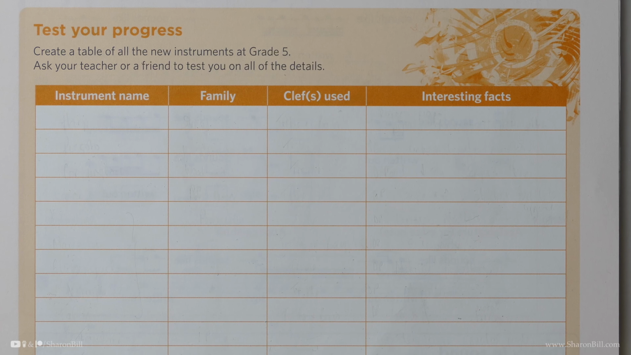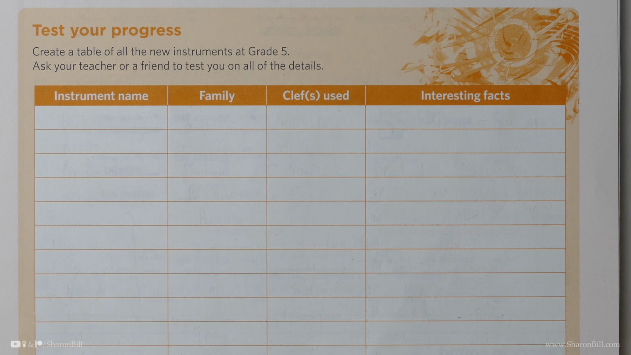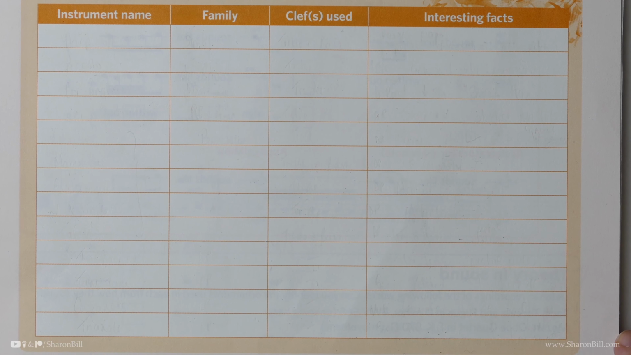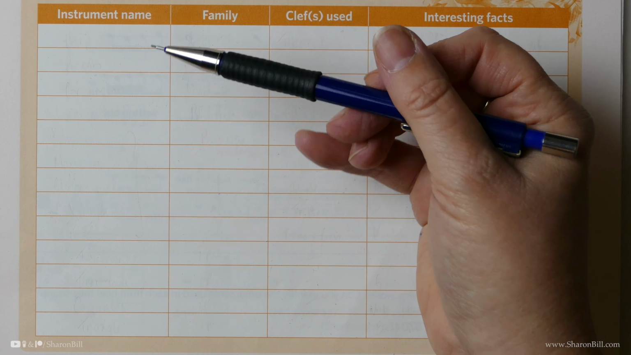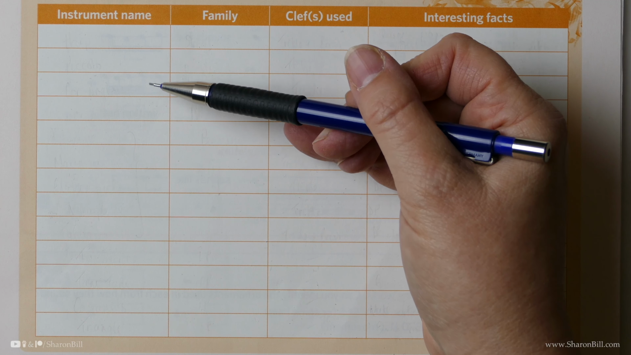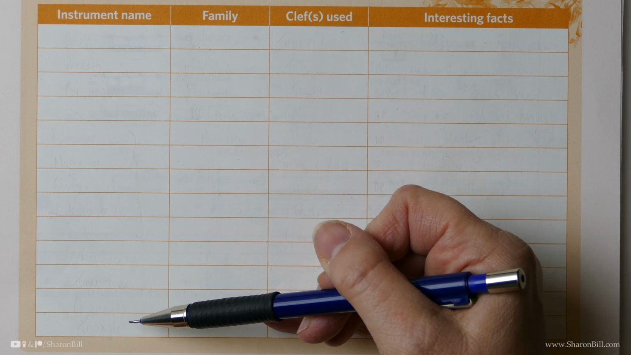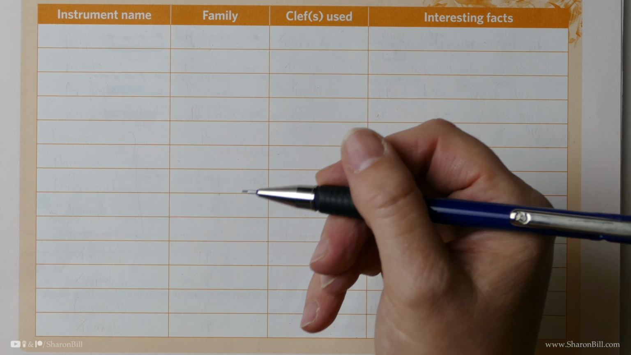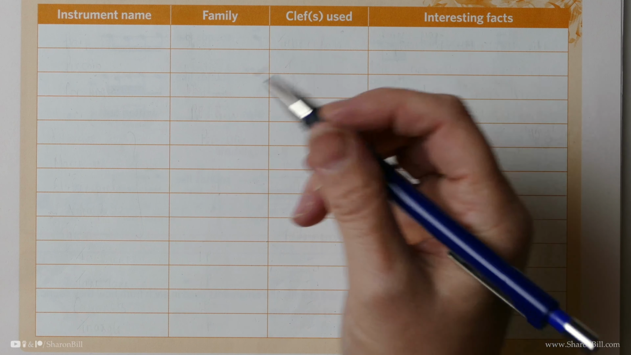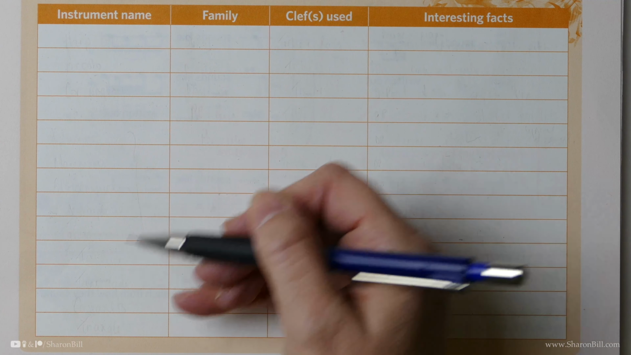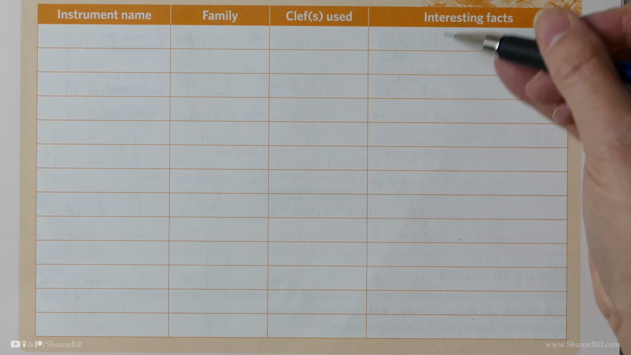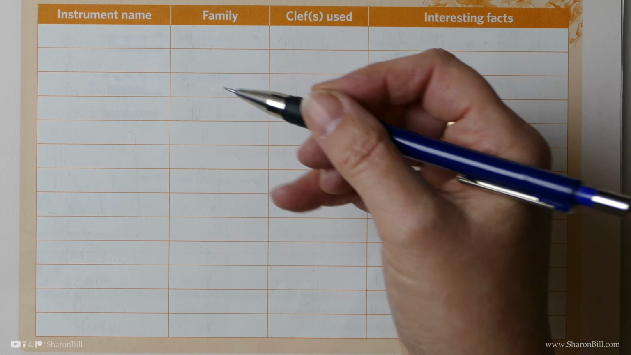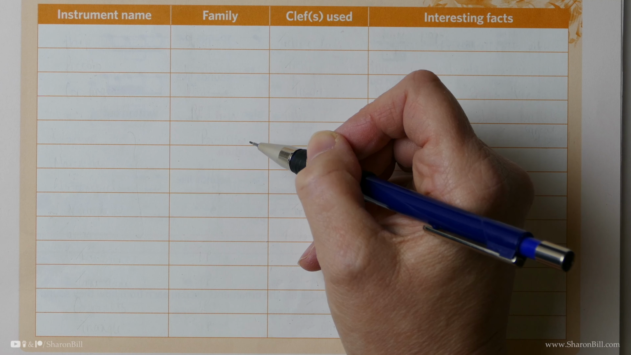In this last section, we have the opportunity to test our progress. And so we have here a chart, a table, which gives us the opportunity to list all of the new instruments that have appeared on Grade 5 Discovering Music Theory. You can find these at the beginning of the chapter in red, but I'll go ahead and just give you these new instruments. And if I give you the instrument name, then perhaps you can test yourself and see what you can think to fill in on this table. And then we can check through together and see what we can come up with between us.